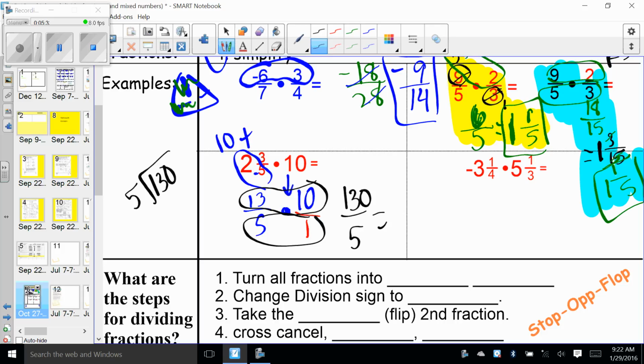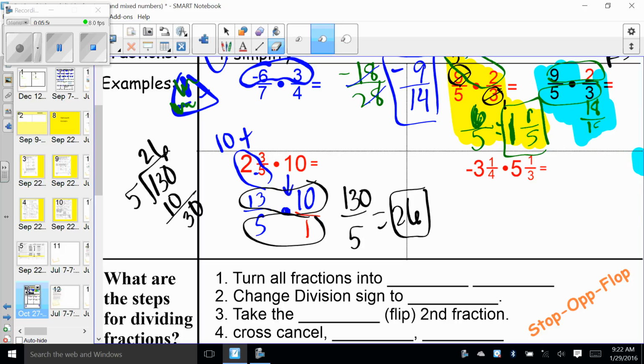Well, 5 goes into 13 2 times, which is 10. And 5 goes into 30 6 times. So I believe our answer is 26. 26 would be our final answer. Nice, beautiful whole number there. 26 is our answer. If I'm going too fast, go ahead and stop. Okay, great.